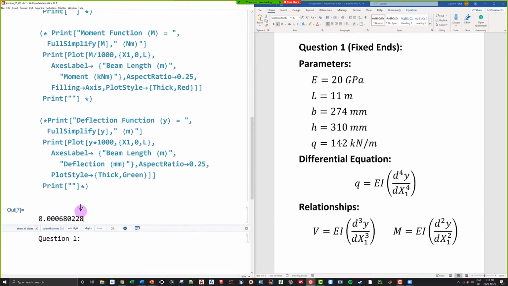Now, this is a decimal number. Does the assignment like decimal numbers? What do you guys think? If I were to input a decimal number into the assignment, do you think the assignment's going to mark it wrong? So Janie says that we need to input this in a fraction. So how do we find this in a fraction? We have it in a decimal component, which is great. However, how do we put this into a fraction?